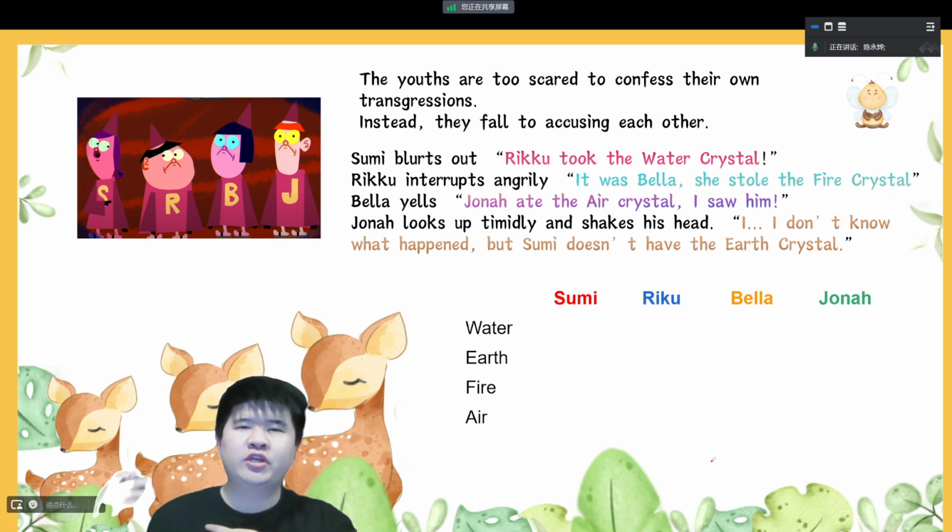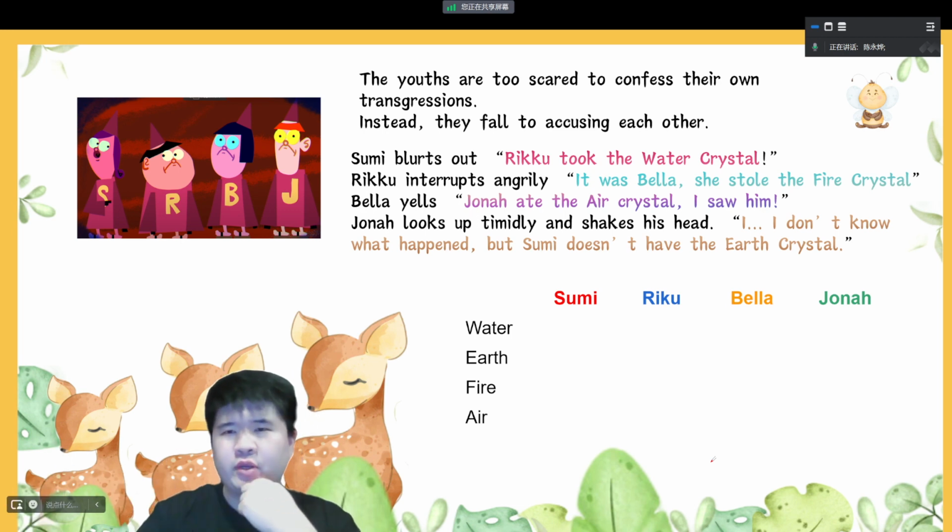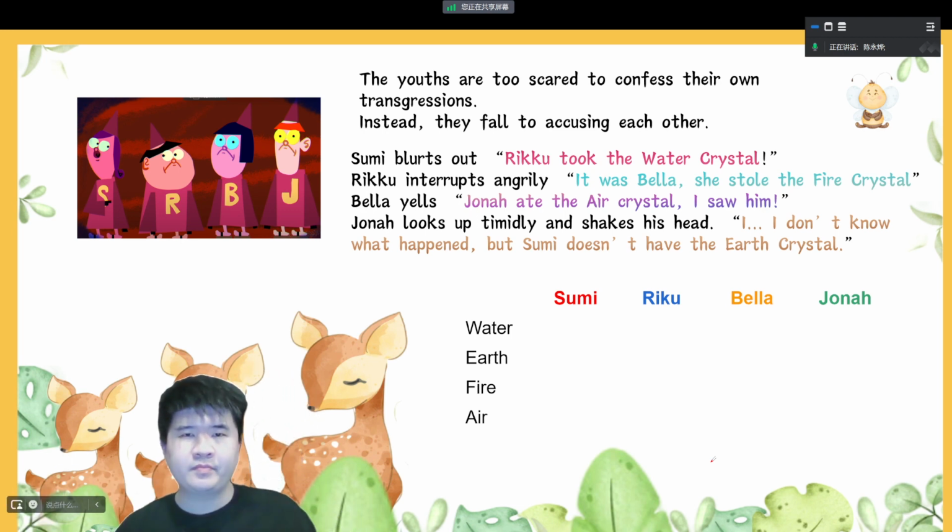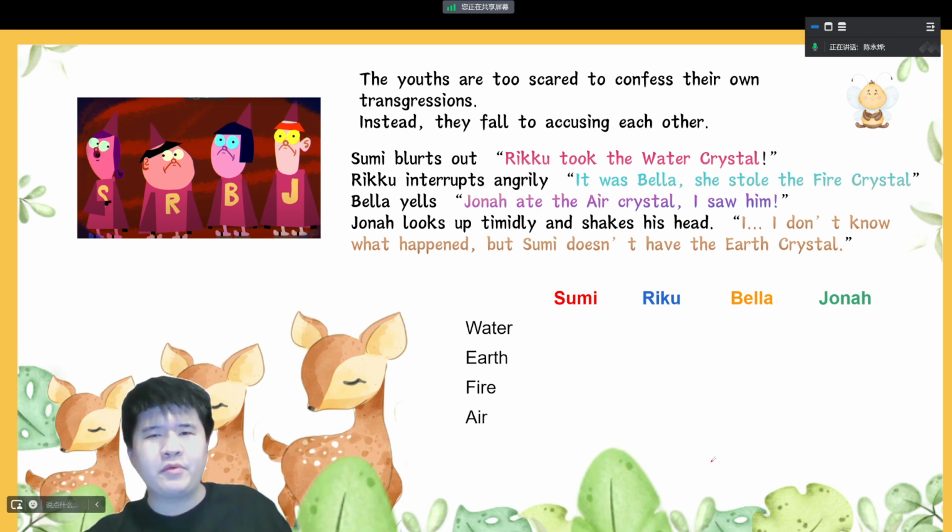Instead, they are forced to accuse each other. Sumi blurted out, "Riku took the water crystal." And Riku interrupted angrily, "It was Bella. She stole the fire crystal." And Bella yells, "Jonah took the air crystal. I saw him." And Jonah looks up timidly and shakes his head.